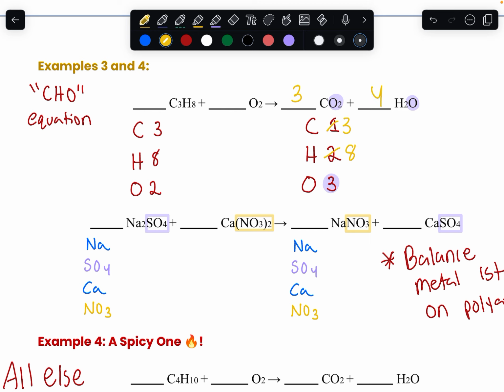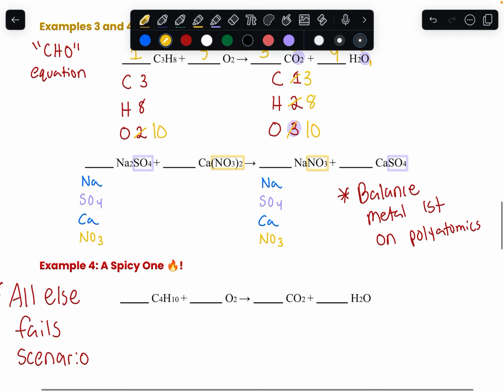So the final thing that I have to do now is figure out this oxygen situation. Okay, so I have a 3 times a 2, which gives me 6, and a 4 times a 1, which is a hidden subscript of 1, to give me 4. That means that I have 10 oxygens right now. So to adjust that to the left, I'm going to put a 5 in front of O2, which would give me 10 oxygens. Okay, and then if you want, you can finish off that 1 there.